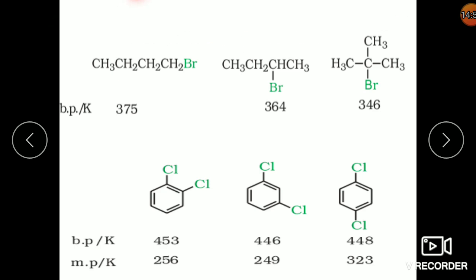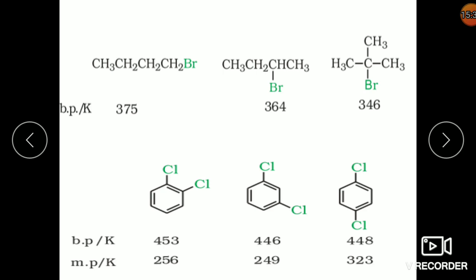Next, the boiling point trend, some values are given here. You see, these are the isomers of bromoalkane. It is normal bromobutane, here it is iso and here it is neo. The values are decreasing: here the boiling point is 375, here 364, then 346. Here it is a straight chain, here you get a branch, and here the branching increases. So when you increase the branching, the boiling point decreases.